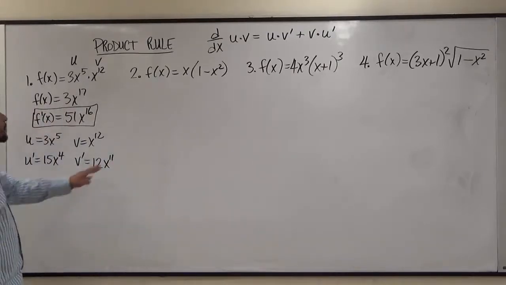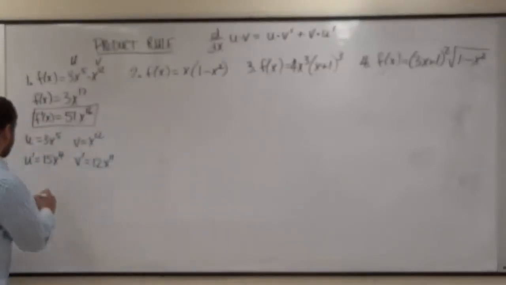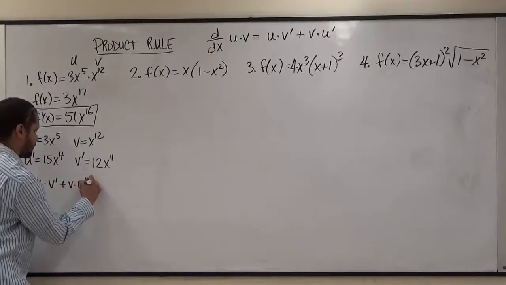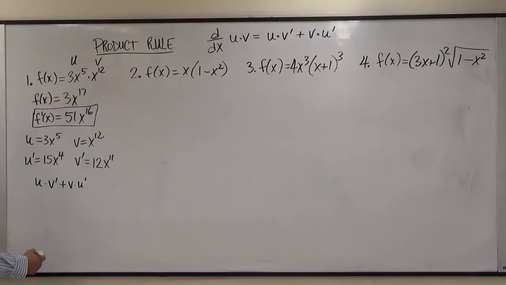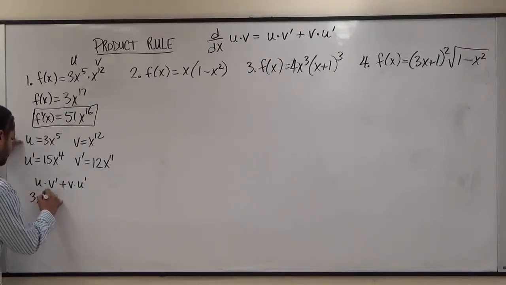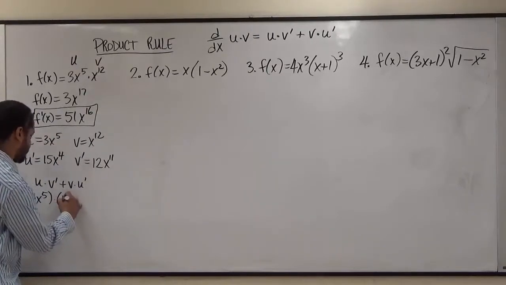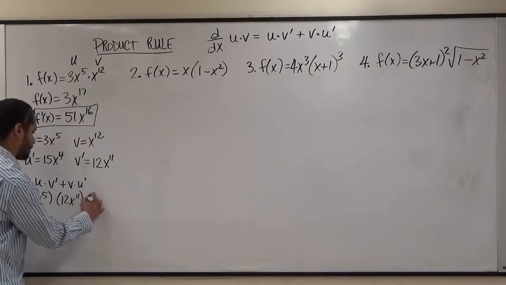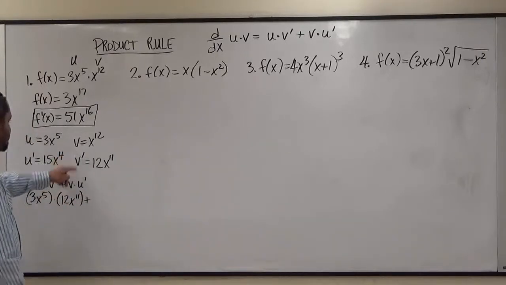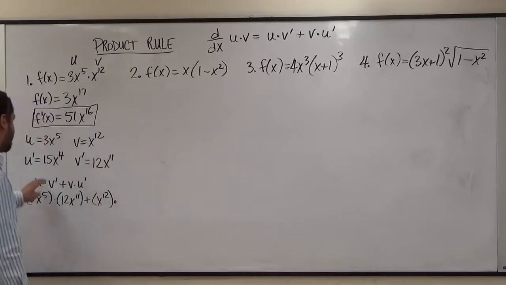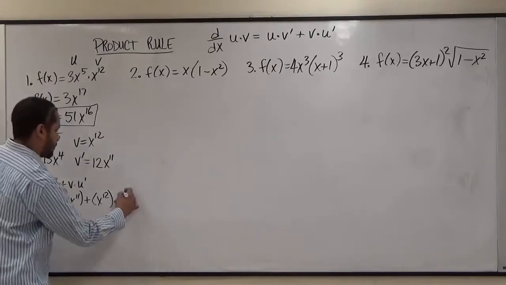Now all we want to do is use that formula right up there. So if I write down the formula, u times v prime plus v times u prime, we'll get the derivative of f, of the function of x here. So my u here is 3x to the 5th power, multiplying by my v prime, which is 12x to the 11th. And I'm adding to this my v function, which is x to the 12th power, times my u prime, which is 15x to the 4th.